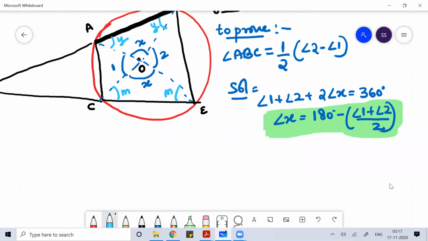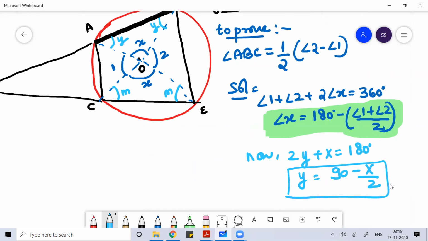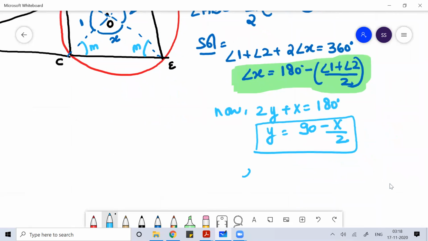Now I can say that 2y plus x is equal to 180 degrees. So the value of y is equal to 90 minus x by 2. Similarly, I can say that the value of m will be equal to 90 minus x by 2.